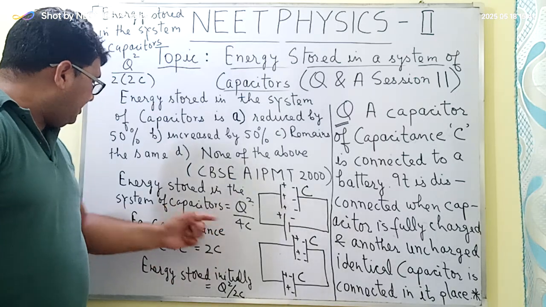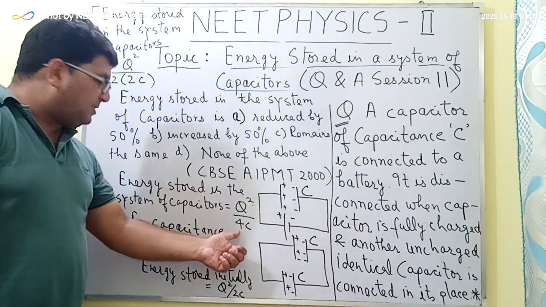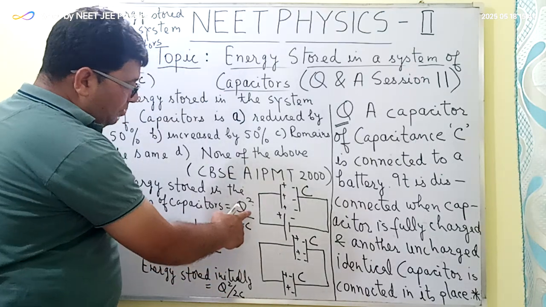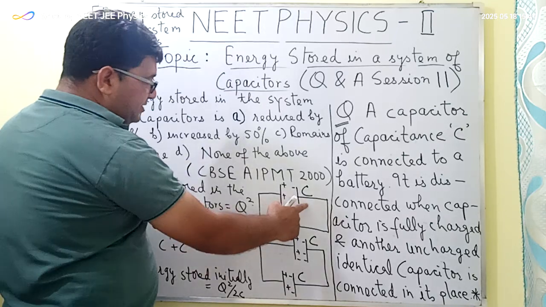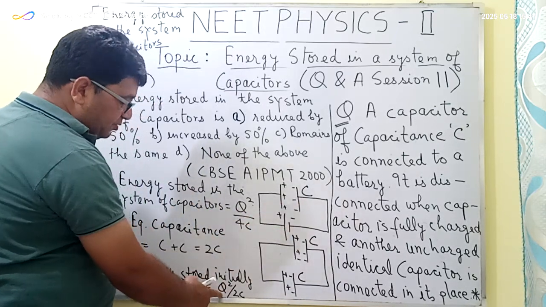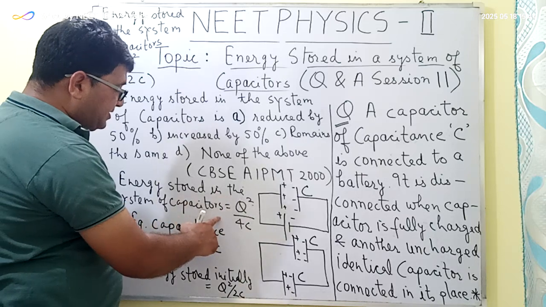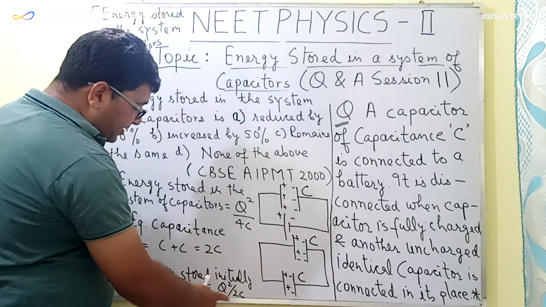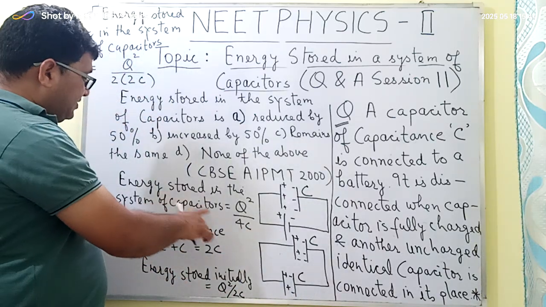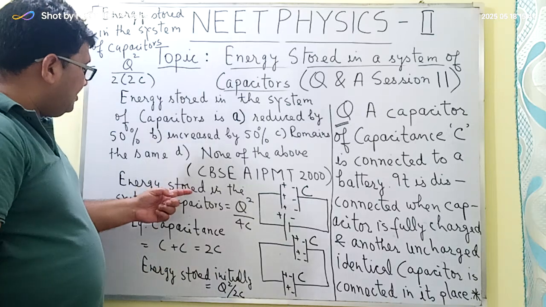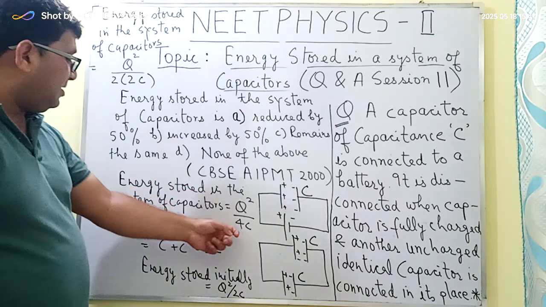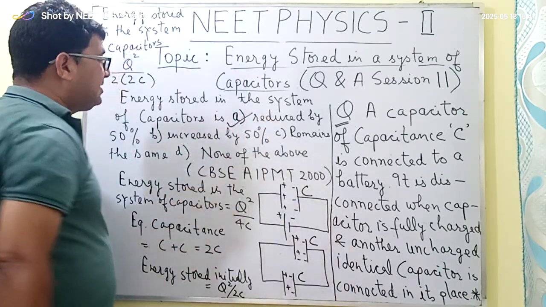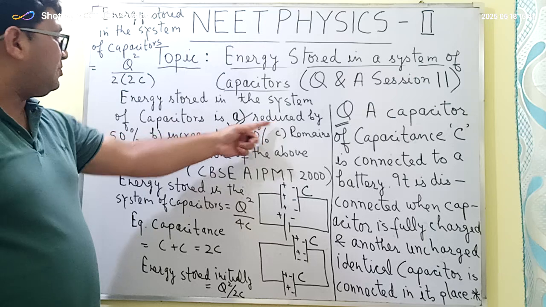So from here we can see that the energy stored in the system of capacitors has reduced by half. The energy stored in the system of capacitors is equal to Q square upon 4C, and the energy stored in this capacitor when it was connected to the battery is equal to Q square upon 2C. So we can see from here that the energy stored in the system of capacitors has reduced by 50%, so here the correct option will be A, that is the energy stored in the capacitor will reduce by 50% in this case.